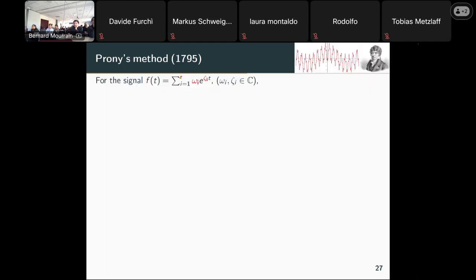But in fact, before, Prony proposed a very similar approach to decompose the function signal f of t in a weighted sum of exponentials. Here we want to write the function f(t) as a sum of omega i, which are scalars, times exponential of zeta i t, like the signal we see. So this is Prony.